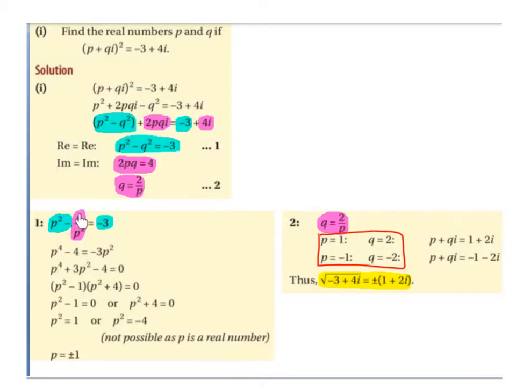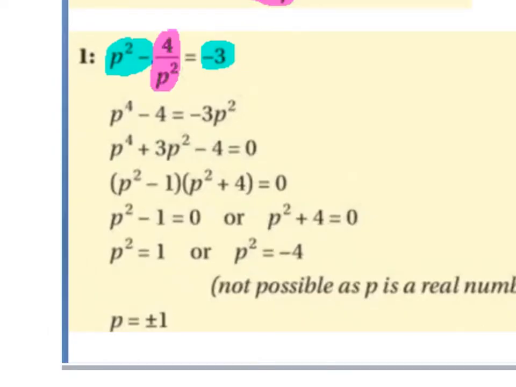So to break up this fraction, we're going to multiply across by the denominator. So we're going to multiply each term by p². So p² by p² is p to the power 4. Then we just have -4 because we can cancel out the denominator. And -3 by p² is -3p². Next we bring everything over the left hand side. So the -3p² comes over the equal sign and becomes positive 3p². So we have p⁴ + 3p² - 4 is equal to 0.